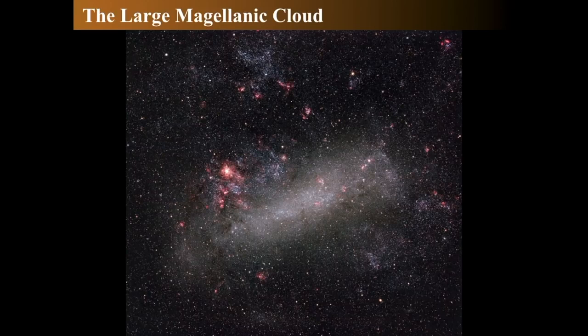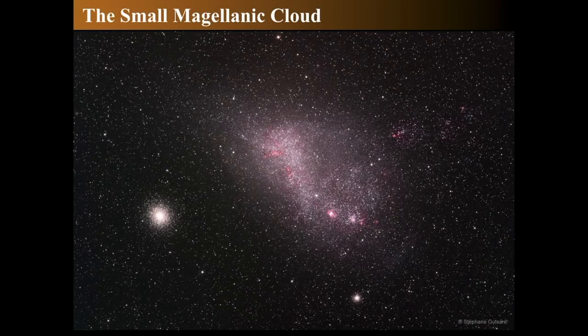The Large Magellanic Cloud is about 200,000 light years away. And so everything we see in there, the light has been traveling for about 200,000 years to get to us. Same with the Small Magellanic Cloud. This was taken by Stefan Guisard, and I've just got to mention that. I'll find the link for his work and put it on the YouTube channel.